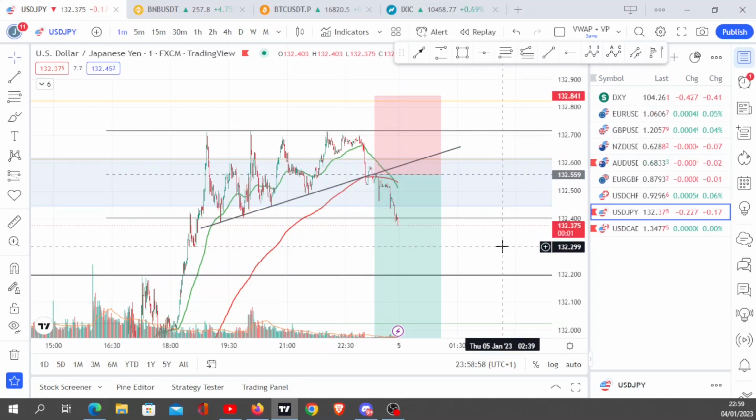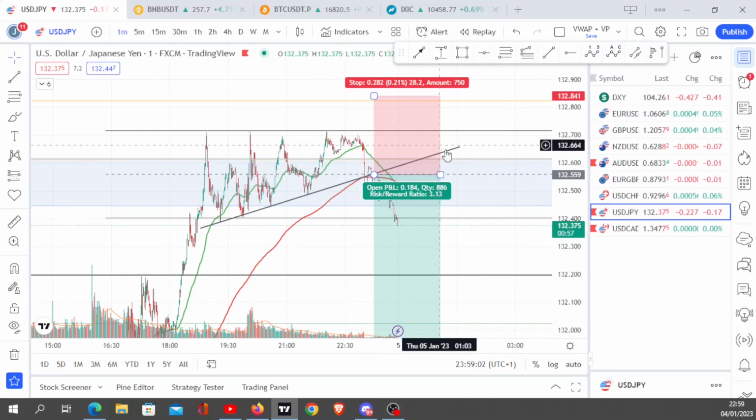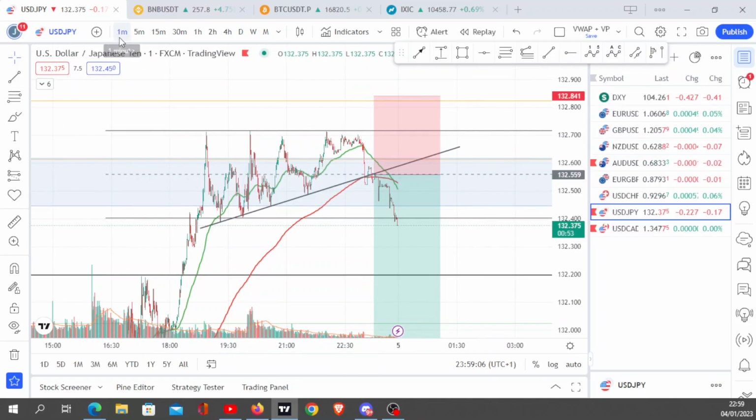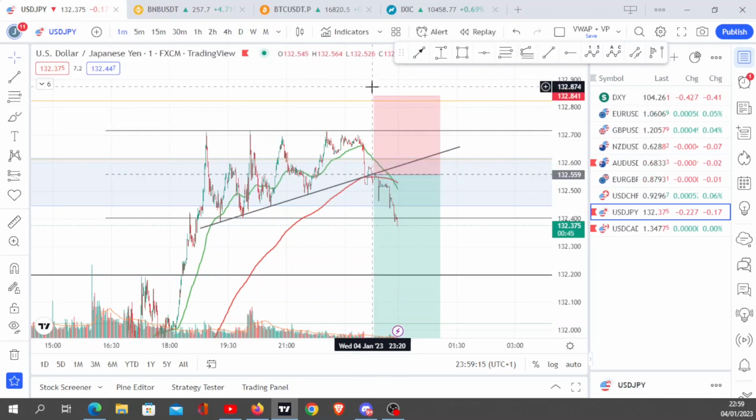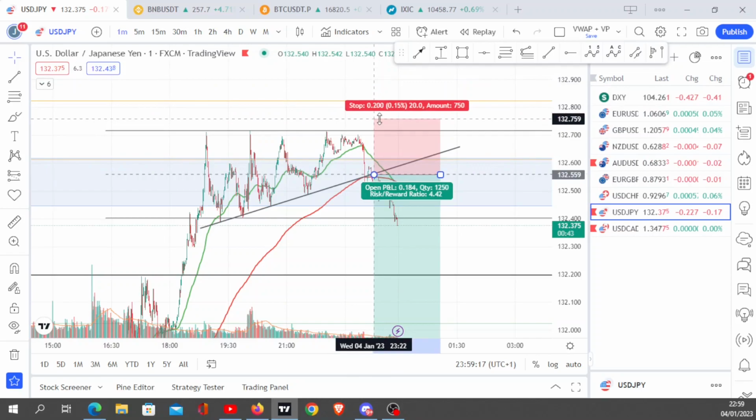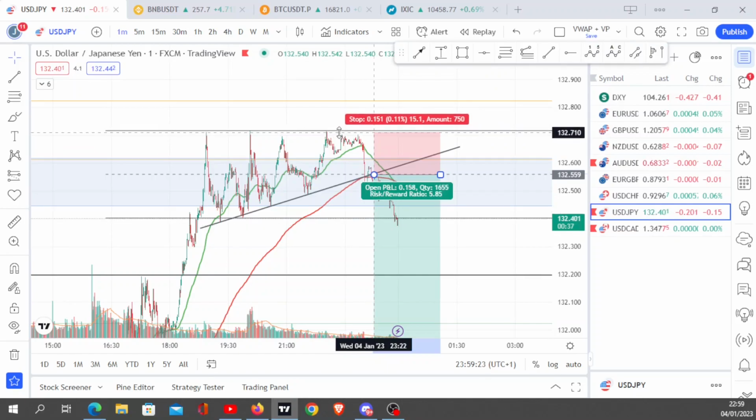Now in terms of the stop losses and take profits, there's a few ways you can go about this. You could stay with the 1 minute time frame and then put your stop loss just after the break of structure on the other side of this. So you probably want it to break this swing high here, or just pretty much the top of the ascending triangle.